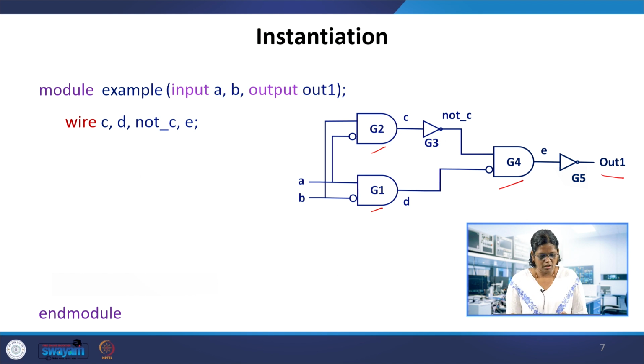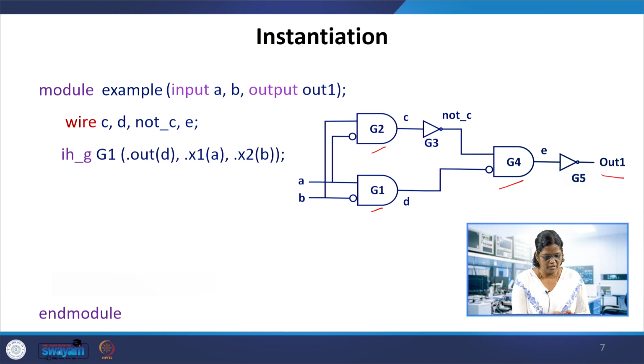Now let's look at the instantiation. IHG is the first instantiation, and I'm calling this G1. That is the previous code which we have written, the inhibit gate module. So the module name should appear here, and the gate for which I am calling that module is G1. That is the module name here. So I am calling IHG for G1 here.